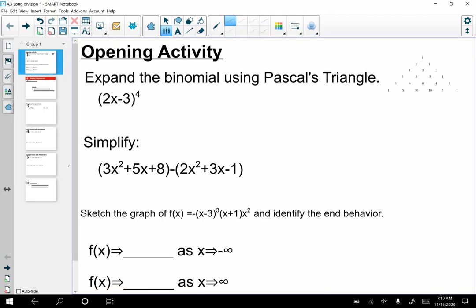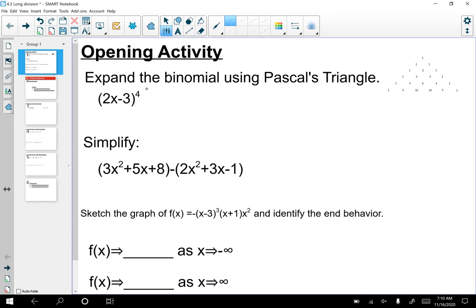Hello, this is the lesson for Thursday, long division of polynomials. So our opening activity here is a review from Tuesday of using Pascal's triangle.